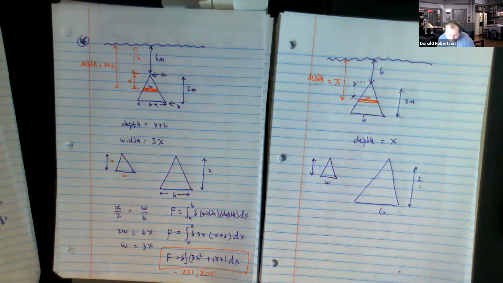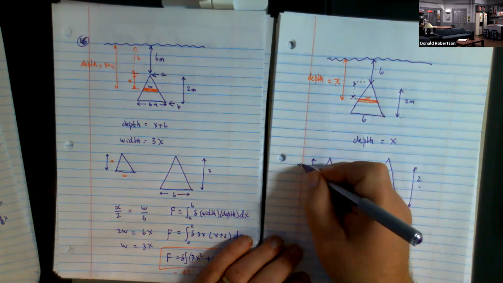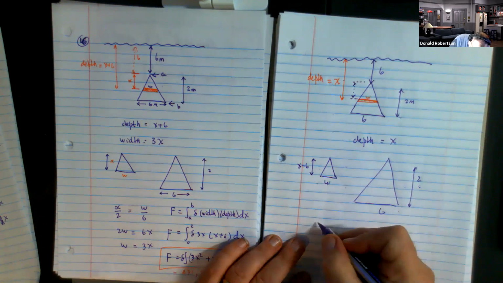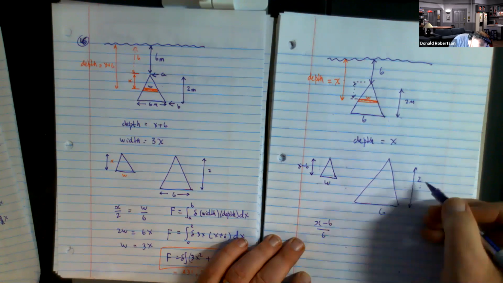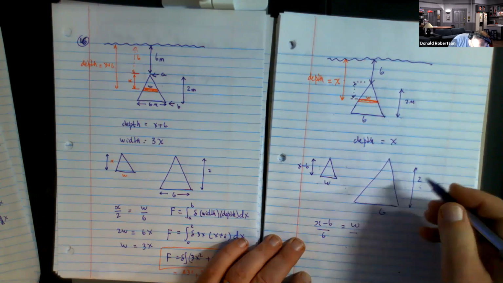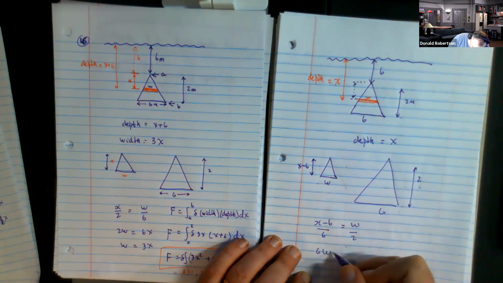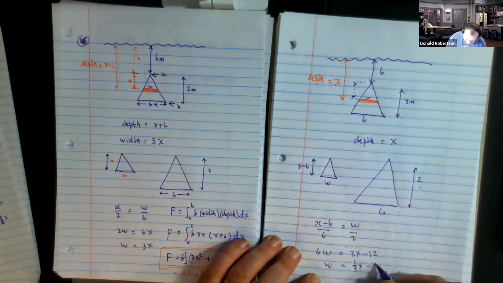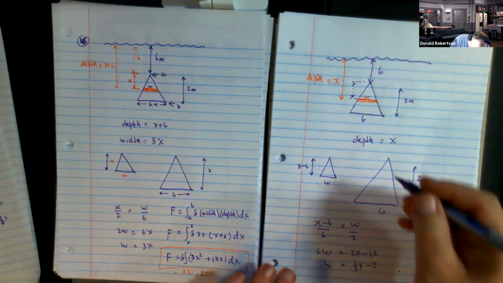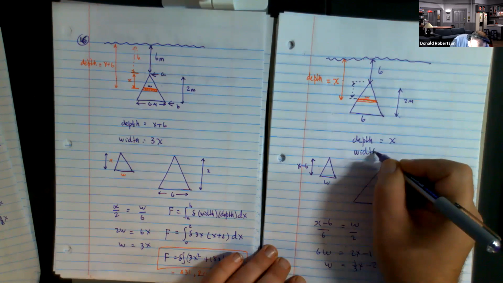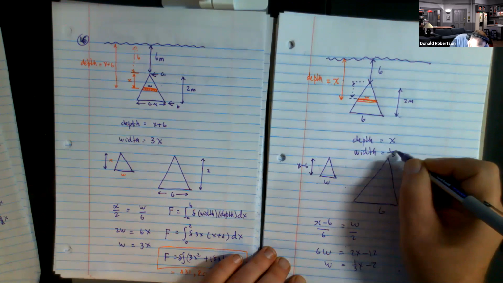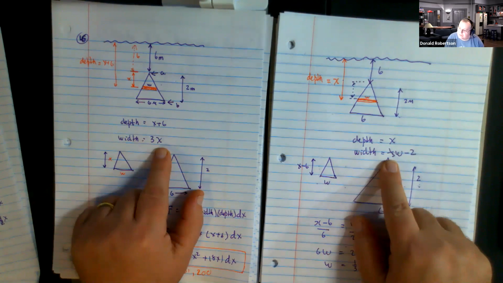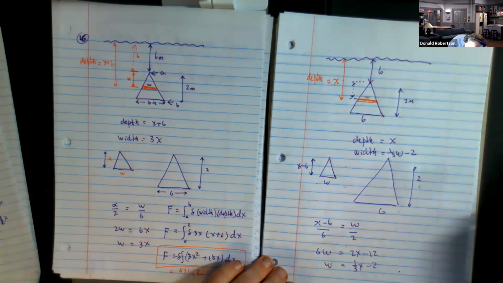x minus 6. So when I do the matchup, it's going to be x minus 6 over 6 equals w over 2. So 6w will be 2x take away 12. So w will be 1/3 x take away 2. When you compare the depth and the width, do you see that they're now different? And I put a w there by mistake, sorry.